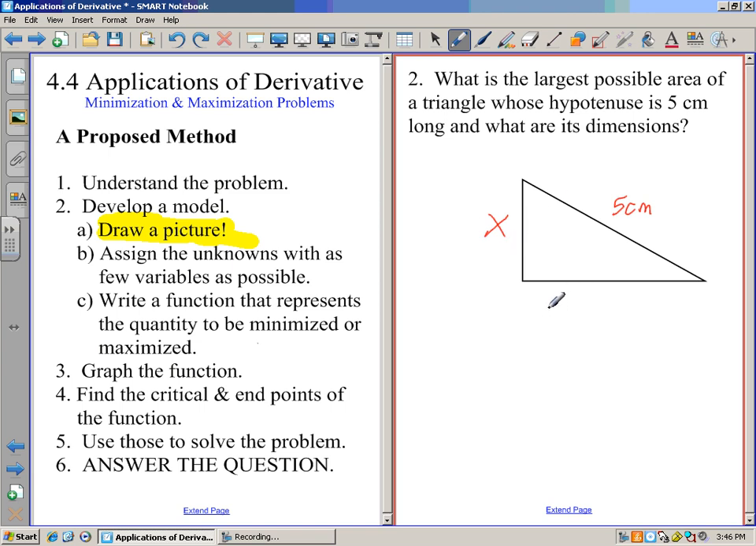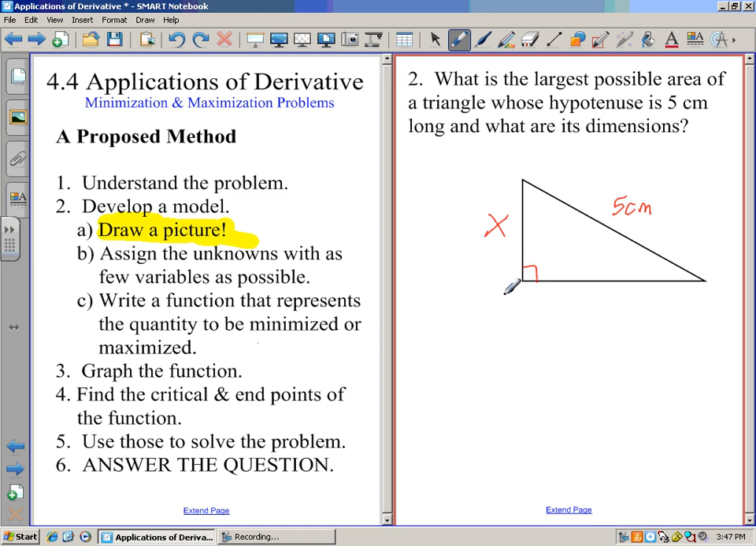Now, as you know, in order to find the area of a triangle, you need the height and the base. Or in terms of a right triangle, you need the two legs. It's 1/2, one leg times the other leg. Since those are perpendicular, those would be the height and the base. How can we represent this side without introducing a second variable?